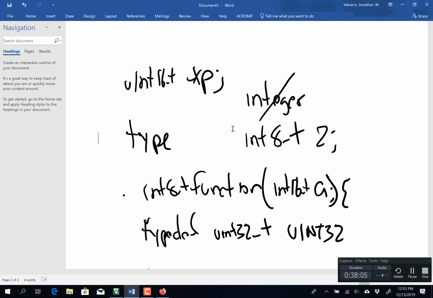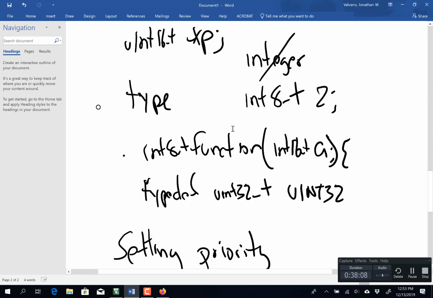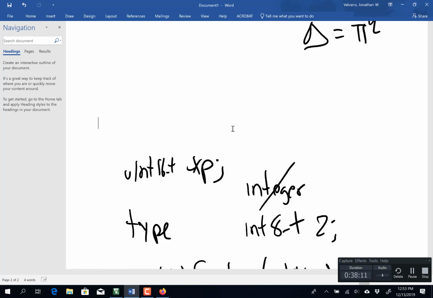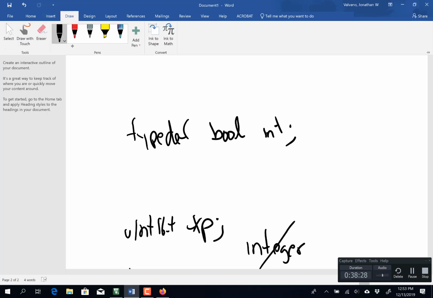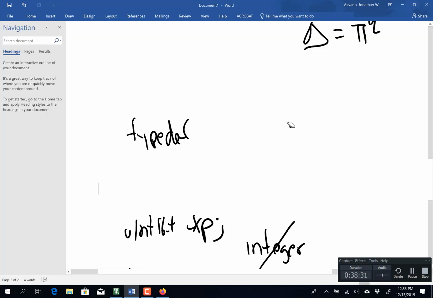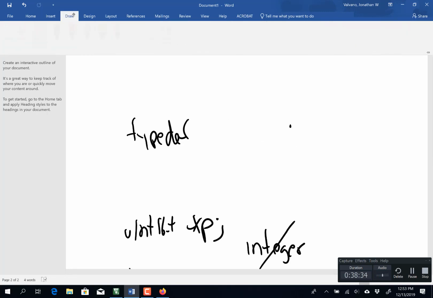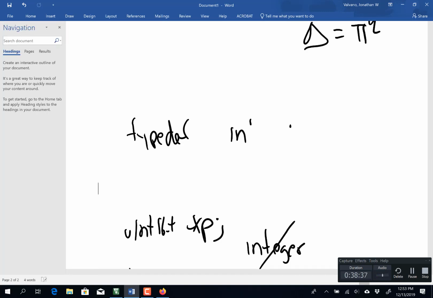But I can reassign. How about this one? Check this one out. What type is this? Typedef bool int. The other way around. Typedef int bool. It's made a Boolean type, but when it actually executes, it'll be a signed integer.